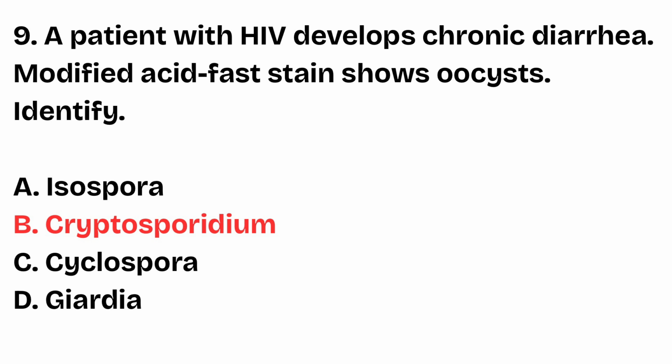Cryptosporidium oocyst stains acid fast and causes chronic diarrhea in immunocompromised patients. It spreads through contaminated water.